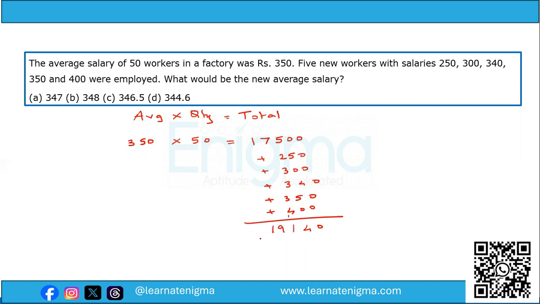So addition becomes 19,140. So the new average will be 19,140 divided by the new quantity, that is 55. So the answer comes out as 348. So answer will be option B.